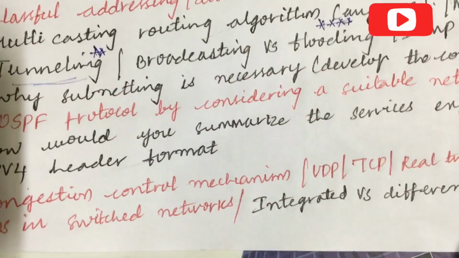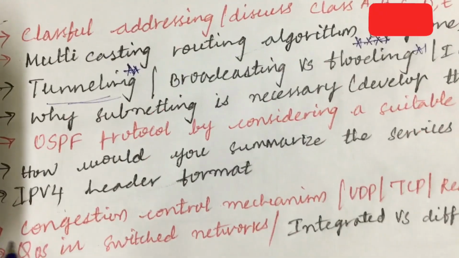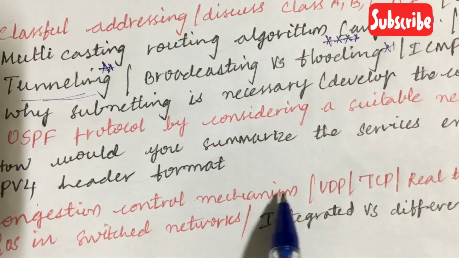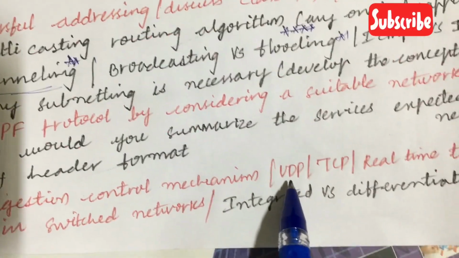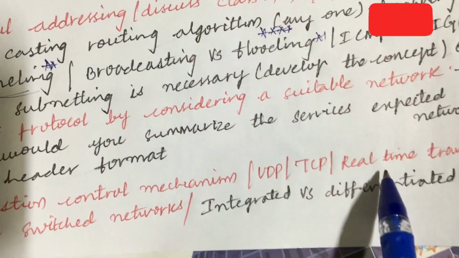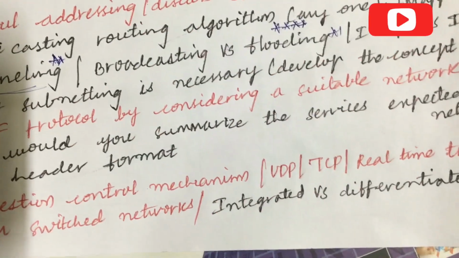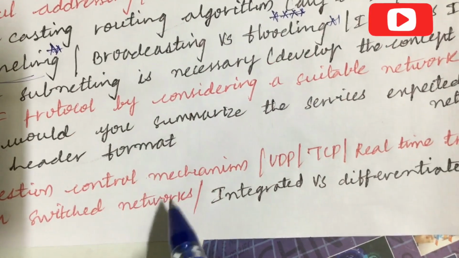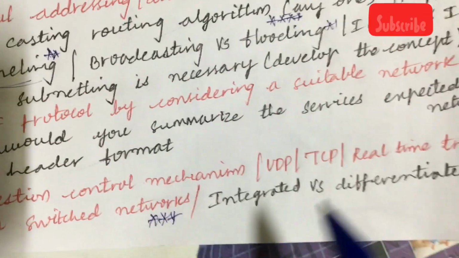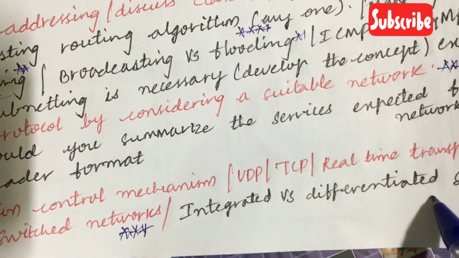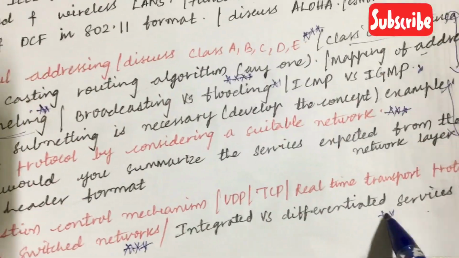From this part I have taken into consideration a few concepts, where from this concept you are getting the 7th question: congestion control mechanism, explain it, as well as what is UDP and TCP, and explain the real-time transport protocol, as well as QoS in switched network, which is one of the gunshot questions. Later, integrated versus differentiated services is also a very important question.